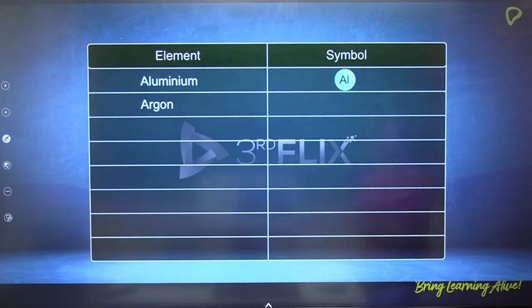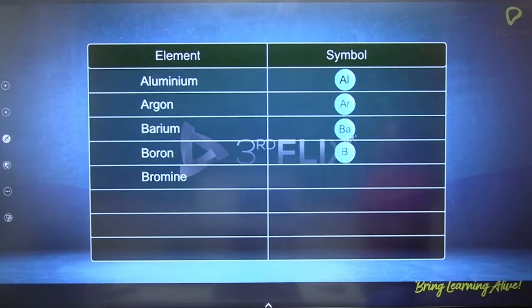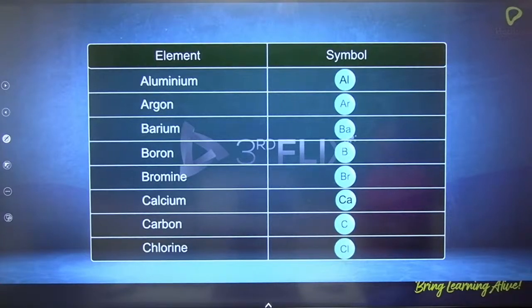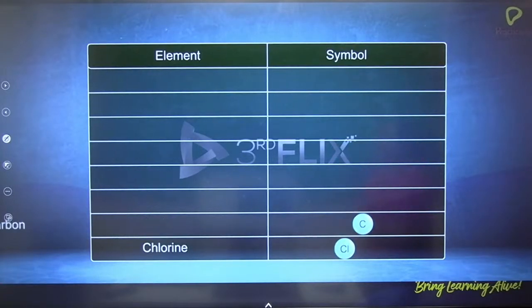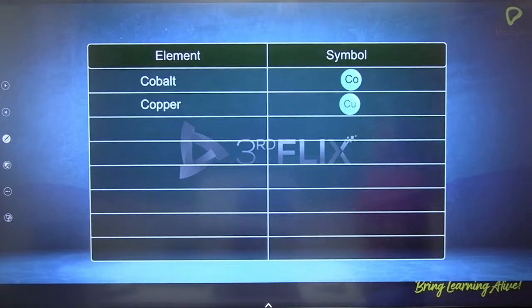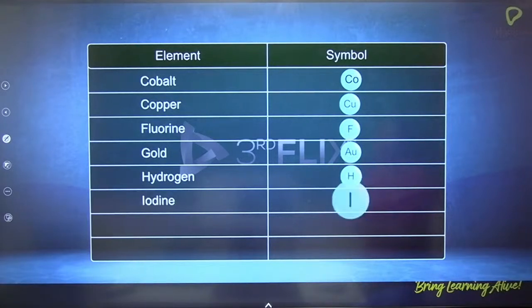Aluminium is capital A, small l. Argon, capital A, small r. Barium, capital B, small a. Then boron, capital B. Bromine, Br. Calcium, Ca. Carbon, C. Chlorine, Cl. You should remember these, as it is very helpful whenever you are writing a chemical formula. Cobalt is Co, copper is Cu, fluorine F, gold Au, hydrogen H, iodine I, iron Fe, and lead Pb.